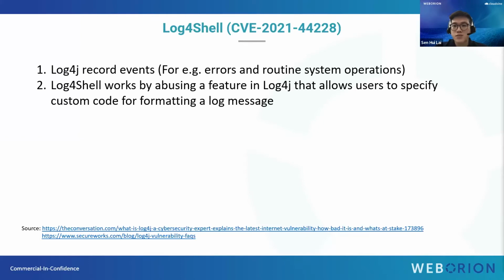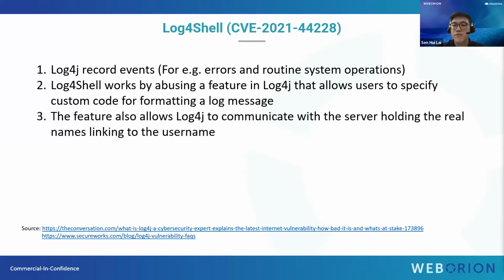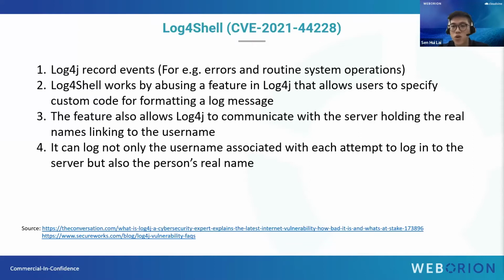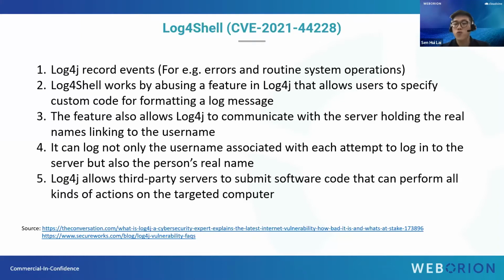As Toby has mentioned, it was discovered recently, last year, and it has one of the highest CVSS scores in history, a perfect score of 10.0. What Log4j does is that it records events, for example, errors and routine system operations, or even when you go to a website and there's a 404 error, it will log these messages and send them to the system administrator. What Log4Shell does is that it abuses a feature built into Log4j.